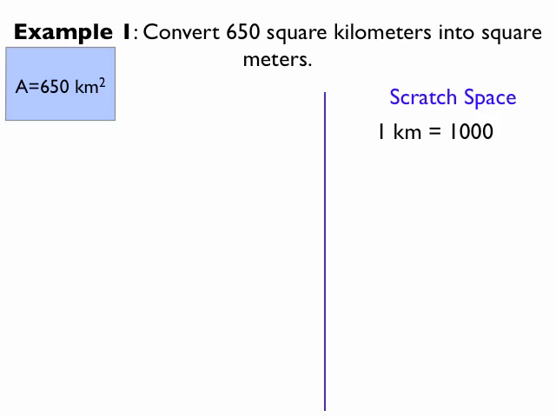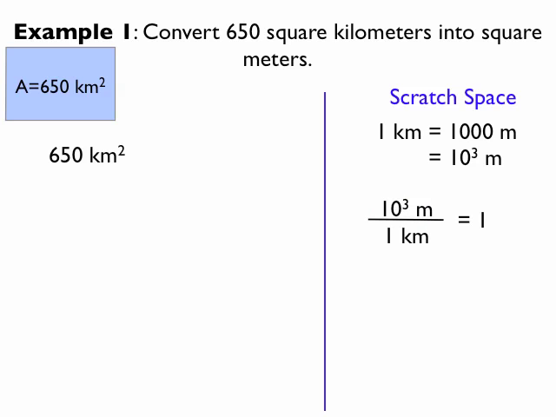We know that 1 kilometer is 1,000 meters, or 10 to the third meters. In other words, there are 10 to the third meters per kilometer, a fact we write as 10 to the third meters over 1 kilometer. This is equal to 1 because 1,000 meters is the same as 1 kilometer, and anything divided by itself is 1. We now complete the example.